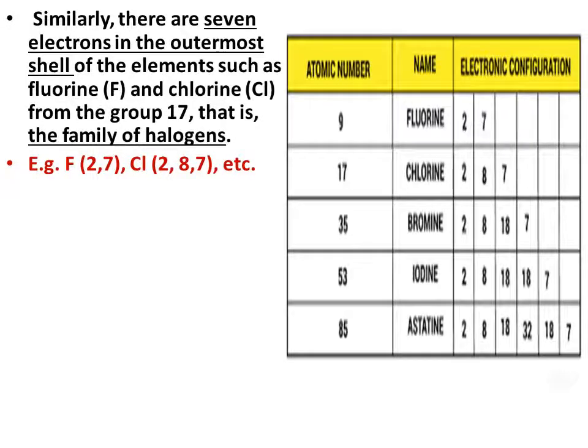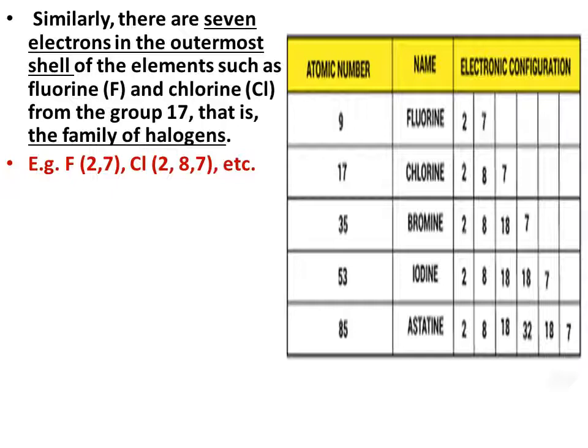Now we study this chart. There are some halogen family members. The names of the halogen family members are fluorine, chlorine, bromine, iodine and astatine. The atomic numbers are also given here. The electronic configuration of fluorine is 2,7, chlorine 2,8,7, then bromine 2,8,18,7, iodine 2,8,18,18,7, then astatine 2,8,18,32,18,7.